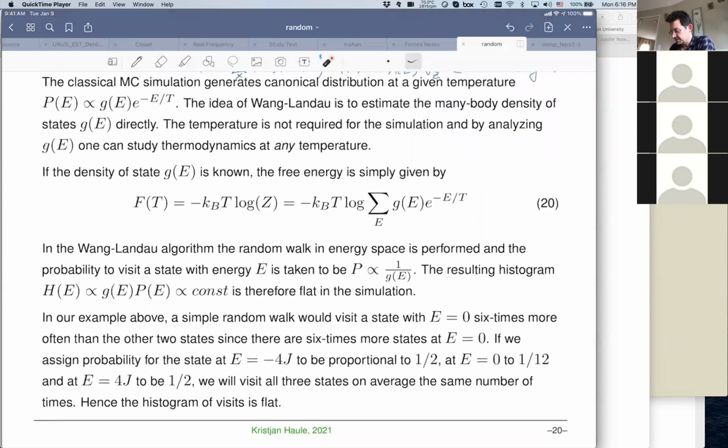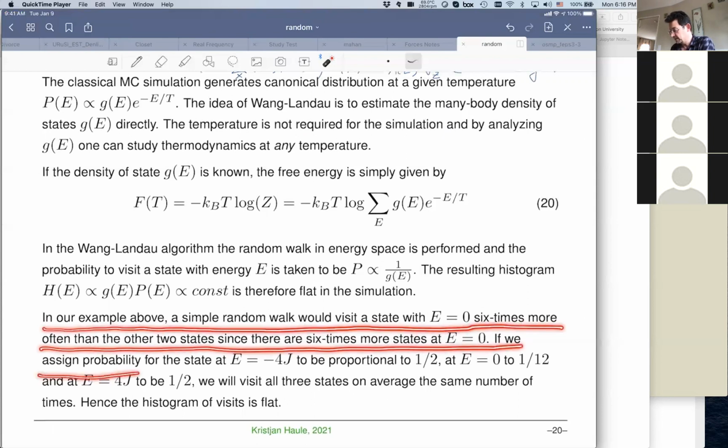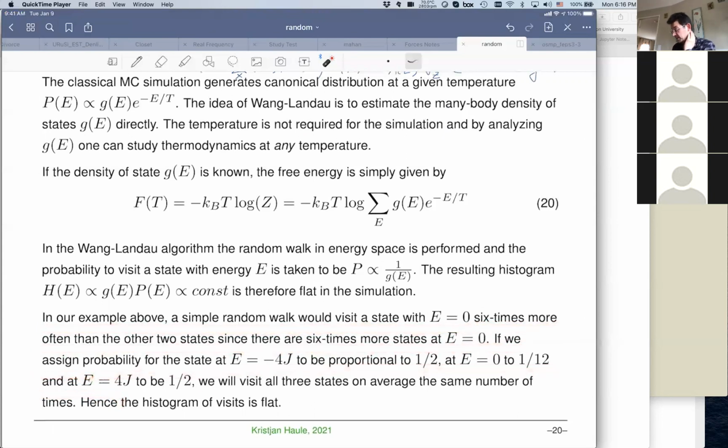Well, first let me read this. In our example above, a simple random walk would visit a state with energy 0 6 times more often than the other two states, since there are 6 times more states at E0. If we assign the probability for the state at -4J to be proportional to 1/2, the probability for the state 0 to be 1/12, and the probability for the one at 4J to be 1/2, we will visit all three states on average the same number of times. Hence, the histogram is flat.